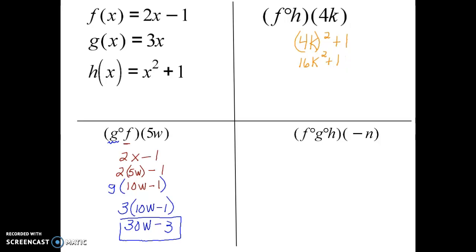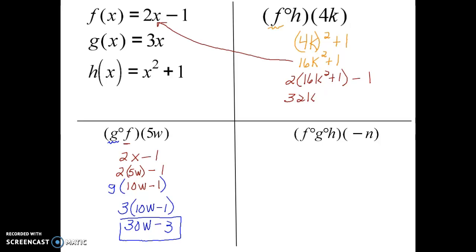The next thing I need to do is take that expression and put it into the f function. So my f function states that I've got to do 2 times x minus 1. So in this case, instead of x, I'm going to use this binomial. And then I still have that minus 1 that's at the end of my f function, so I can't forget about that. So the next step is just to simplify.